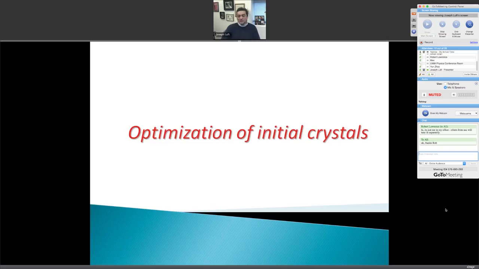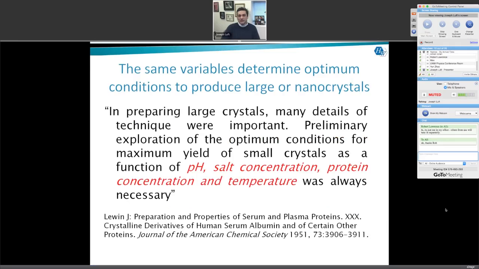Okay. So now I'm going to talk about optimization of these initial crystallization conditions. So you found one or more chemical cocktails that give crystals of your protein. So now it's time to do something to try to produce, in the case of XFEL work, a large number of very small crystals, submicron crystals.